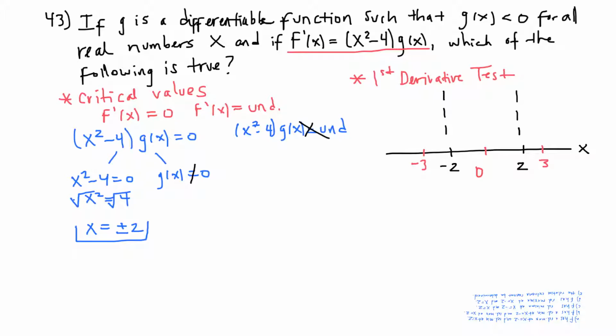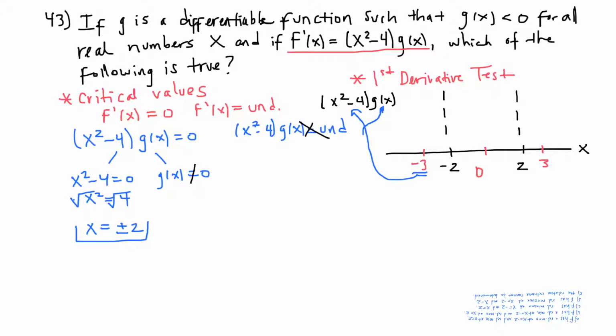And where do we plug them in? We plug them into the first derivative because it's called the first derivative test. So let me just write my first derivative here. It's x squared minus 4 times g of x. Okay? And so then I need to take negative 3 and plug it into this x, but also plug it into this g of x. And we are interested in the signs, whether we're going to have a positive or negative.